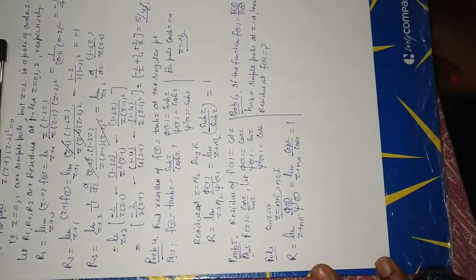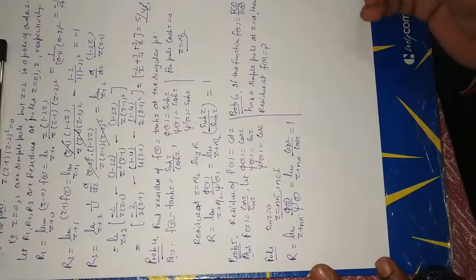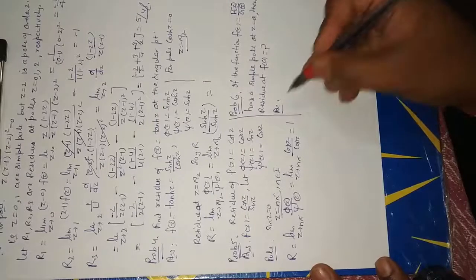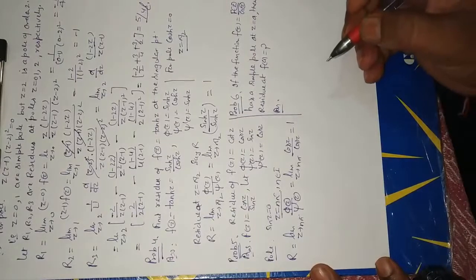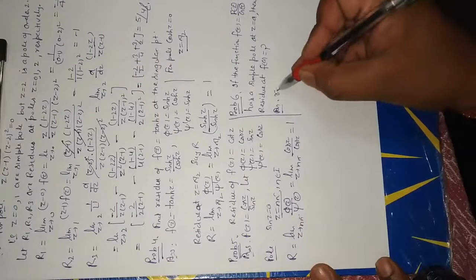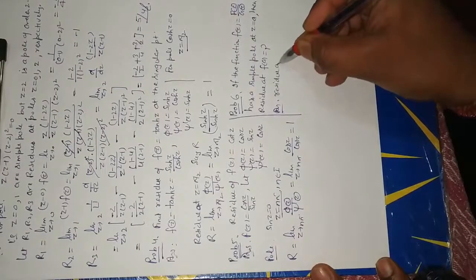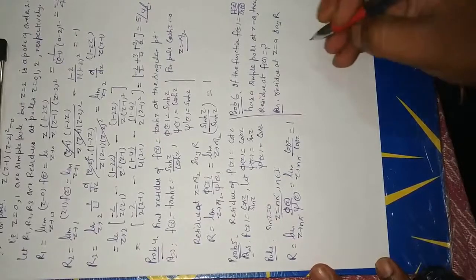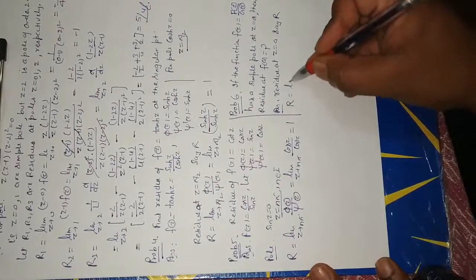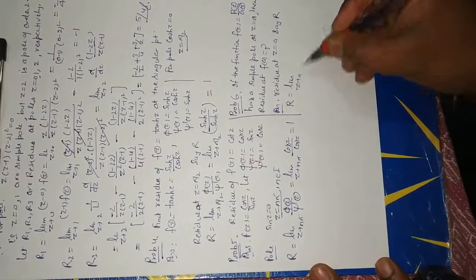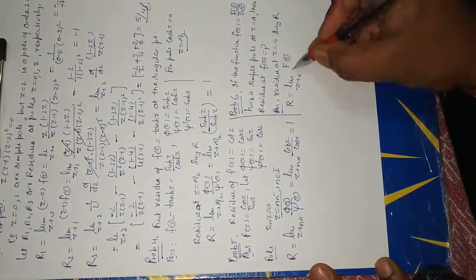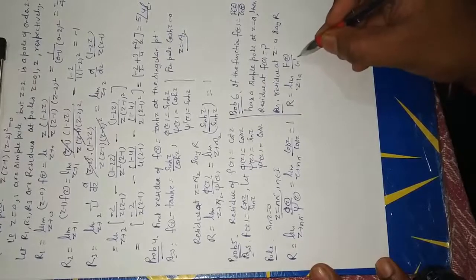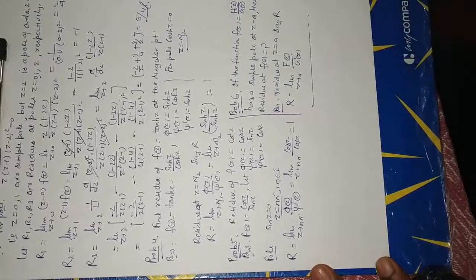Okay student, answer. The residue at z is equal to a, say r. Now r is equal to limit z tending to a of F(z) upon G dash z. Okay student.